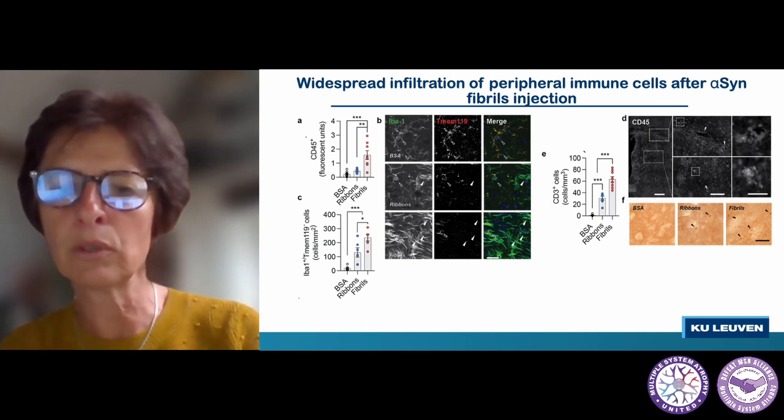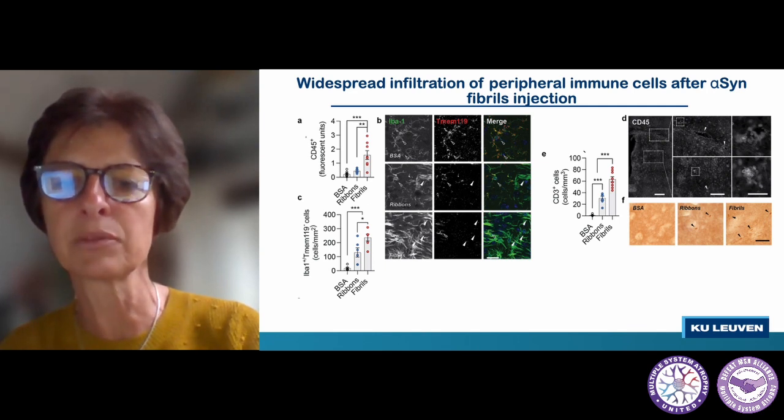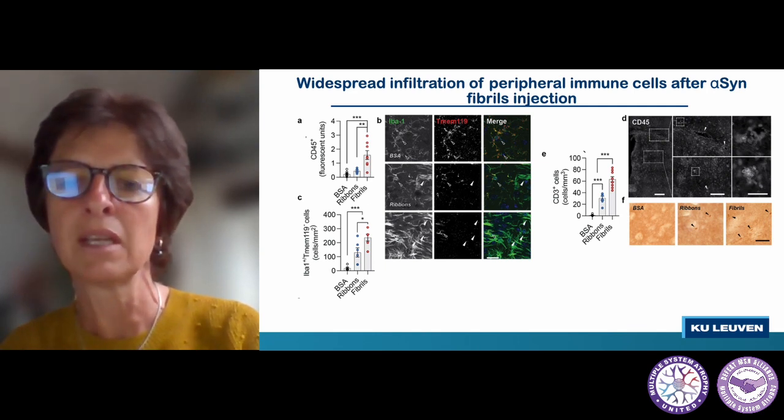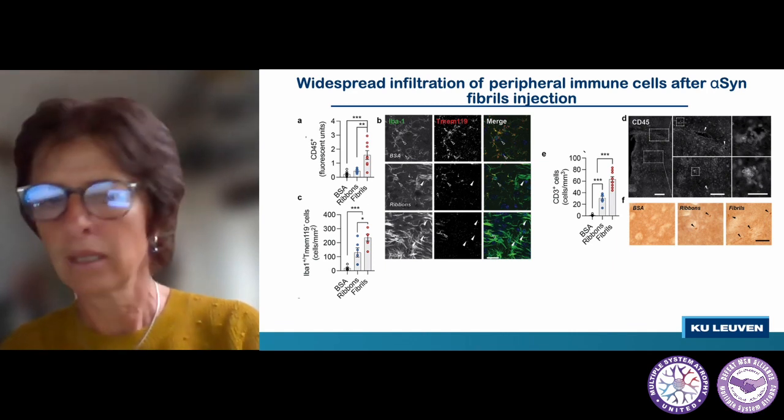And then finally, we also looked with a marker for T cells, the CD3 positive cells. Also here we see that there's clearly infiltration of T cells in the fibril condition, less in the ribbon condition, and almost none in the BSA condition.